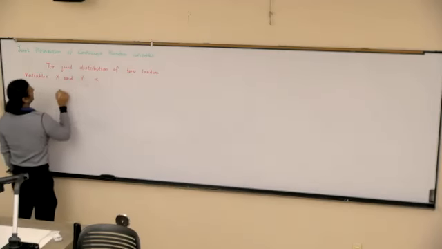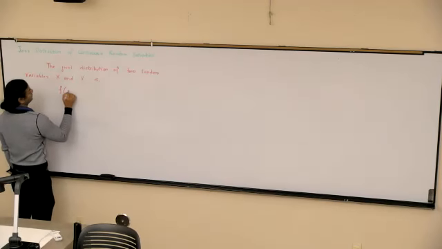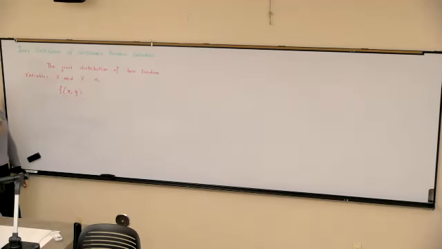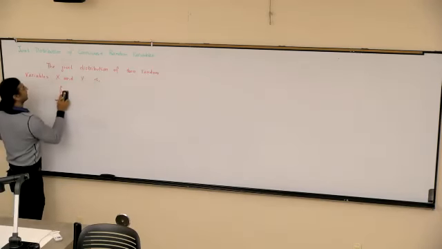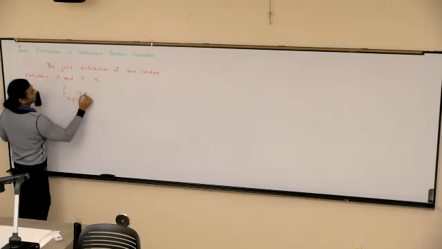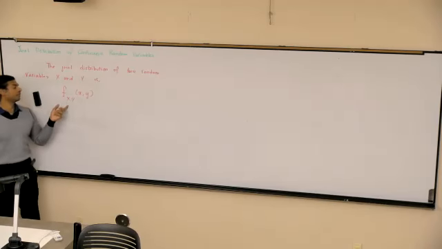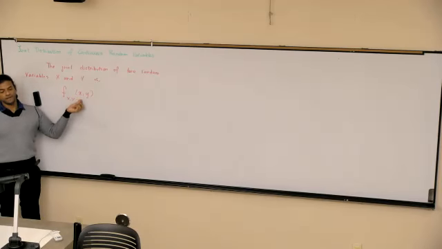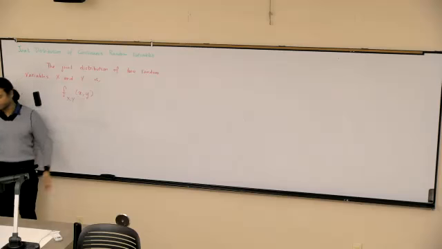The joint distribution of two random variables x and y is f of x comma y, and typically the formal way we write it is f subscript X,Y of x comma y, just to indicate that this is a joint distribution of two random variables, x and y, with values evaluated at lowercase x and lowercase y.